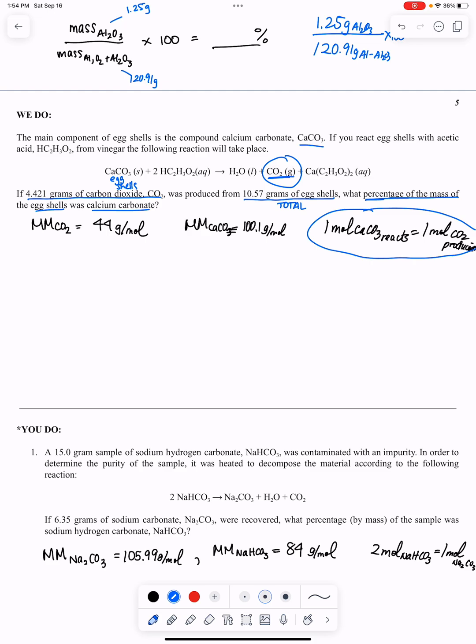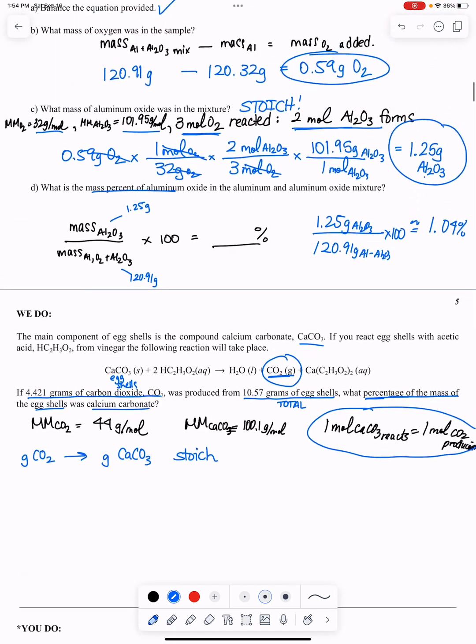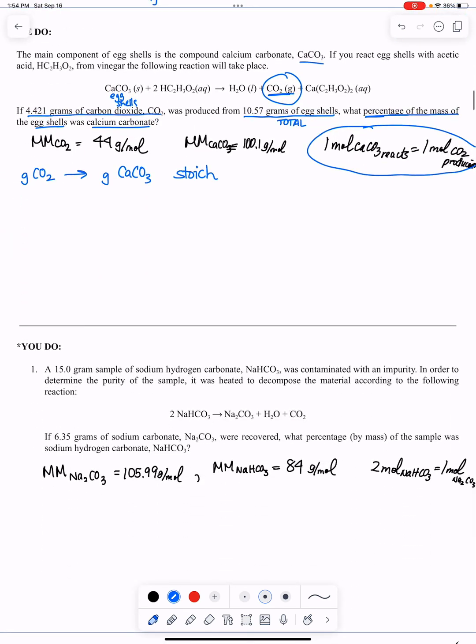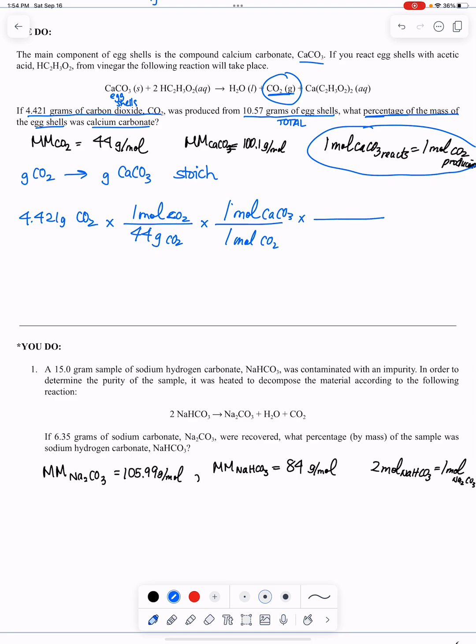I could go from my grams of CO2 to my grams of CaCO3 using stoich, just like we did up here in letter C. So I have 4.421 grams of CO2. I'm going to convert those grams to moles. 1 mole of CO2 for every 44 grams of CO2. Then, lovely, I have a 1-to-1 mole ratio. So 1 mole of CaCO3 reacts with 1 mole of CO2. And then I can convert that right over to grams. There are going to be 100.1 grams of calcium carbonate for every 1 mole of that calcium carbonate.